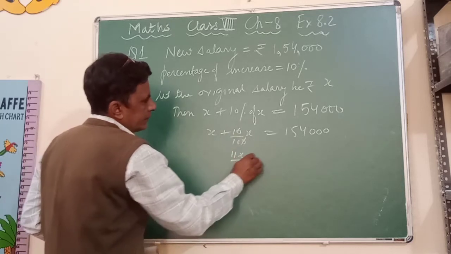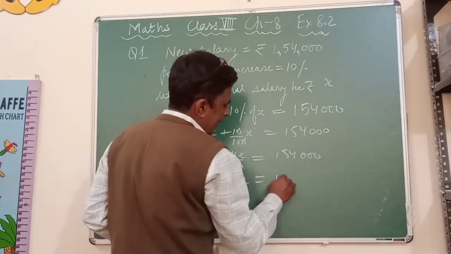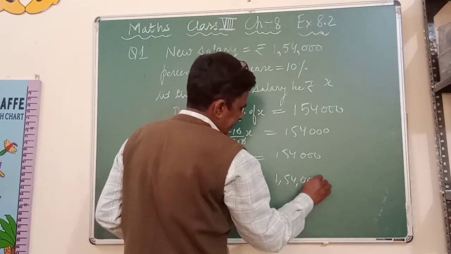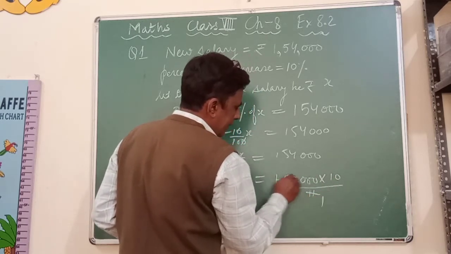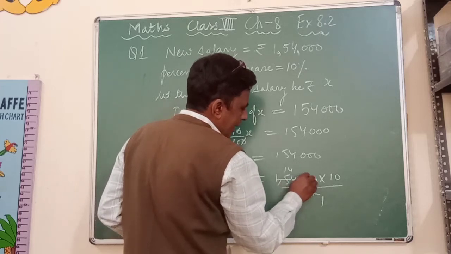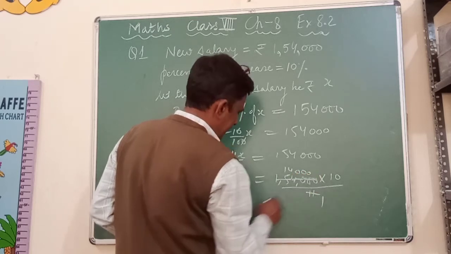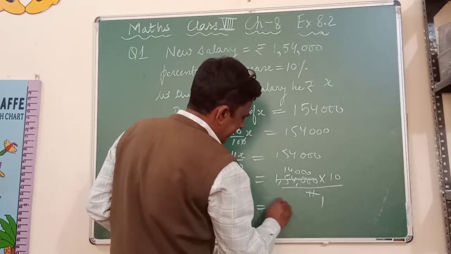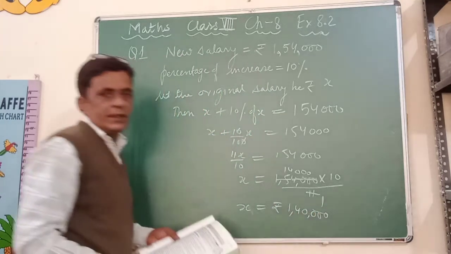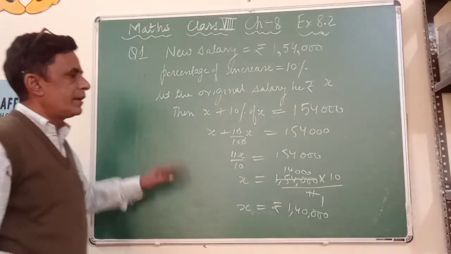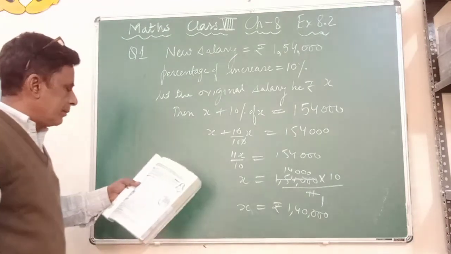11X by 10 is equal to 1,54,000. X is equal to 1,54,000 into 10 divided by 11. 11 1 the 11, 14, and 3 zeros. X is equal to rupees 1,40,000. This is the second method. In this method we have used algebra. Okay, now we come to question number 2.